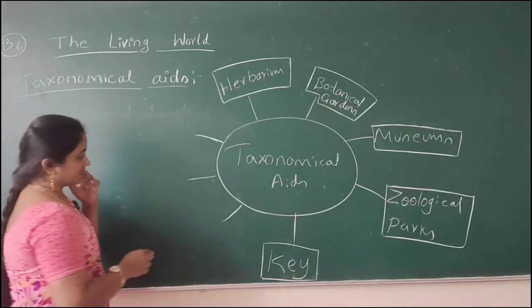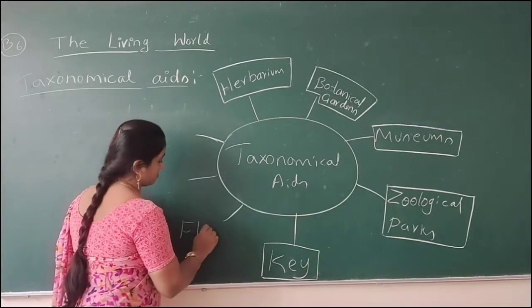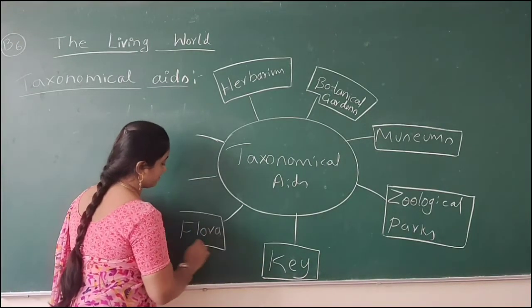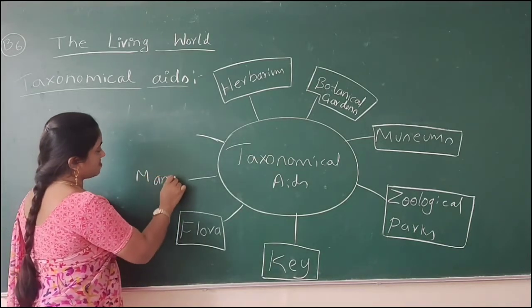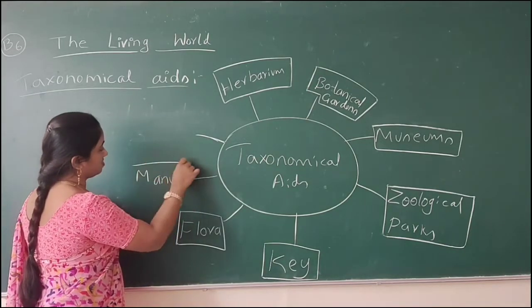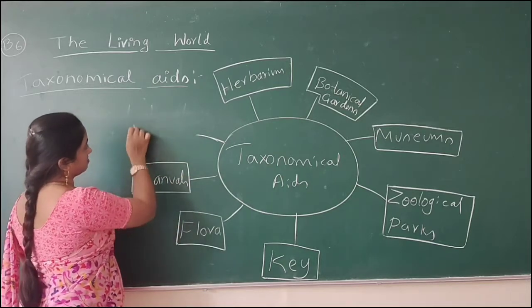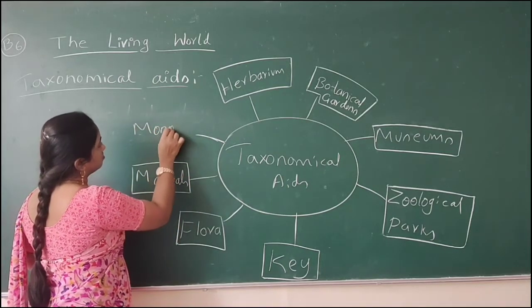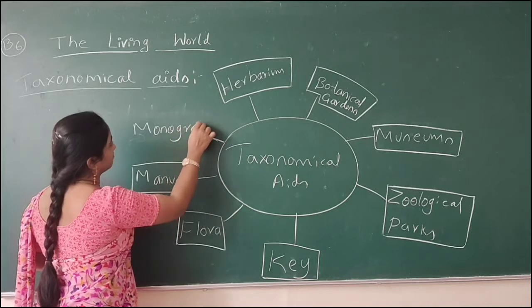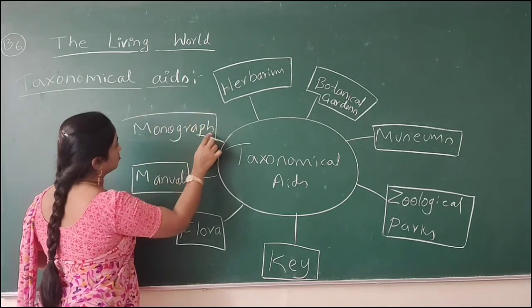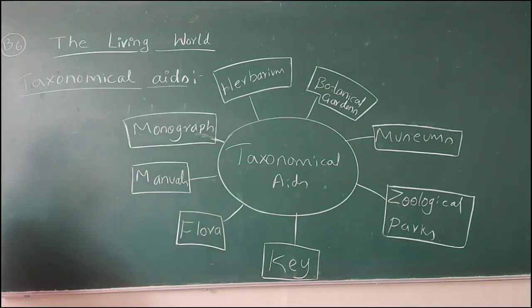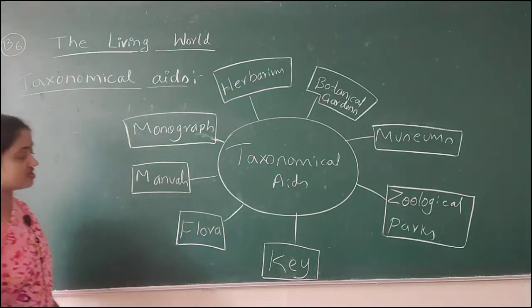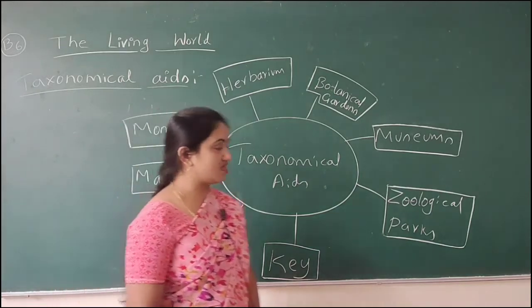The next is flora. The next is manual and monograph. So all these come under the taxonomical aids.